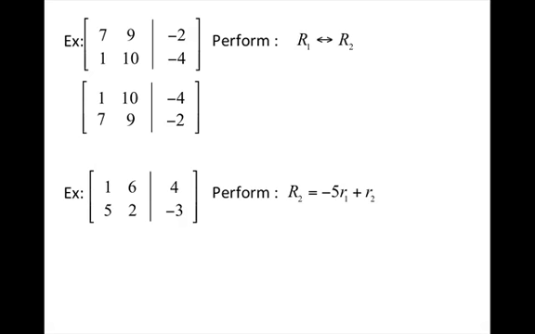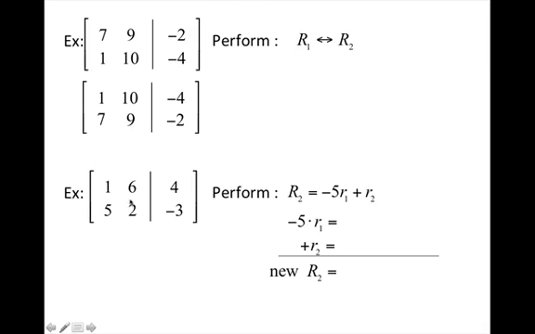Well, let's look at the next example. Row 1 is 1, 6, 4. Row 2 is 5, 2, negative 3. This time I'm going to do a combination of two steps. I'm going to multiply row 1 by -5, and then I'm going to add that result to row 2. And I'm going to put my answer in place of row 2. So the easiest way to do this is write this out. I'm going to first find -5 times row 1. Then I'm going to add row 2 to that. And this is going to become my new row 2.